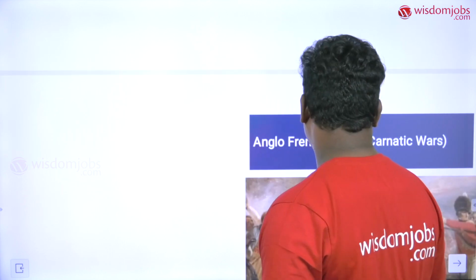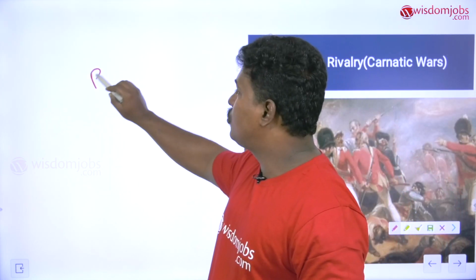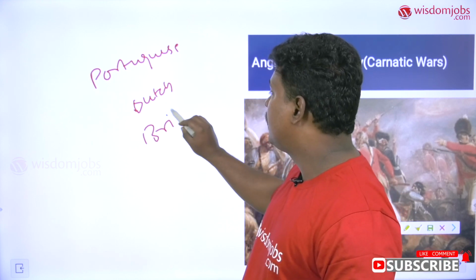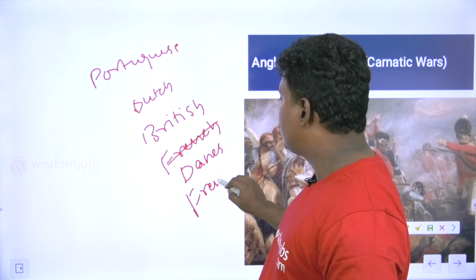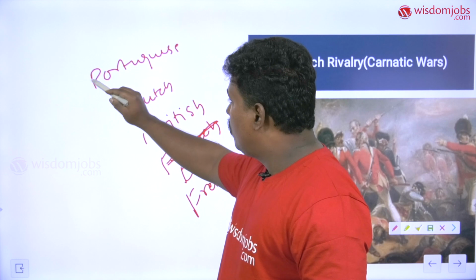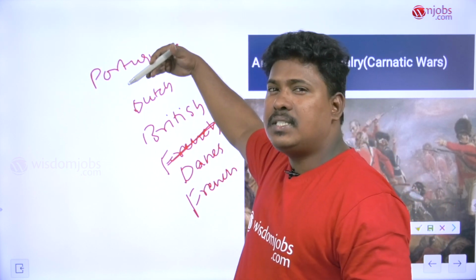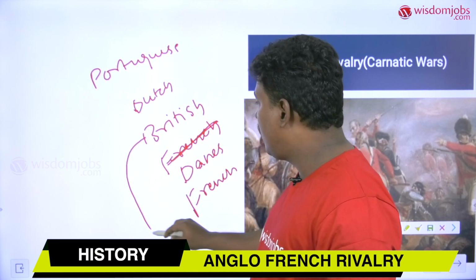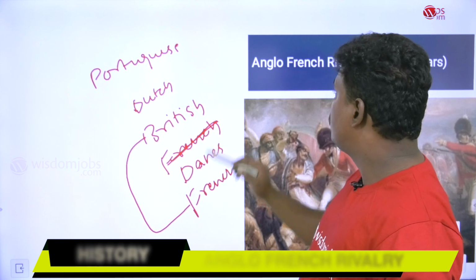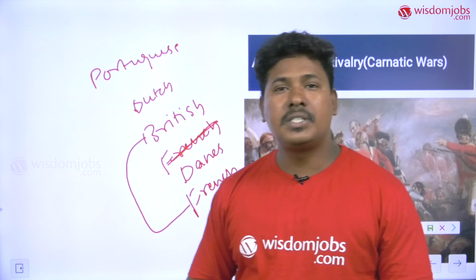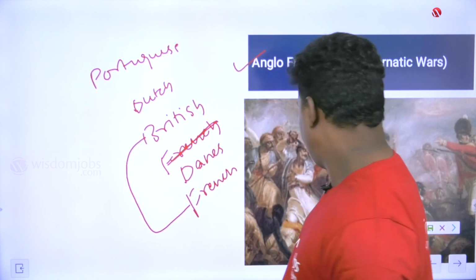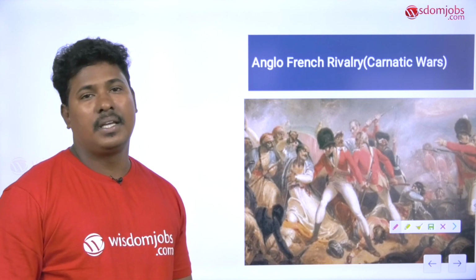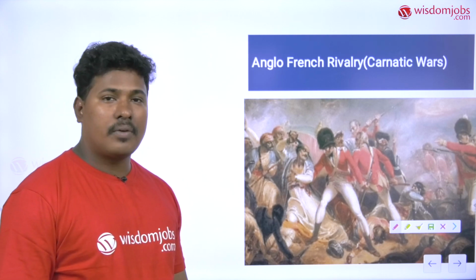The five great nations are: first Portuguese, next Dutch, next British, next Danes, and the last one is French. Though the five European nations penetrated Indian territories, the main competition was between British and French. So the wars between British and French came in the form of Anglo-French Wars. There were three Carnatic Wars, or Anglo-French Wars, in the modern phase of Indian history.